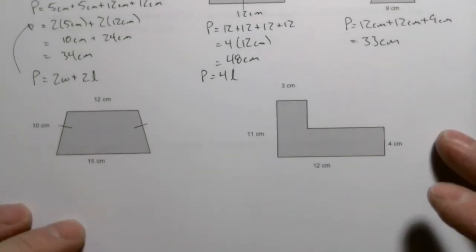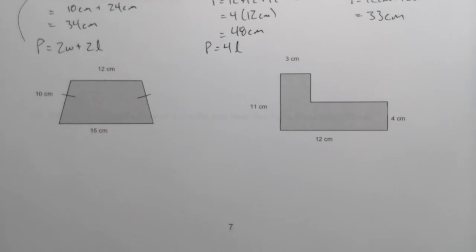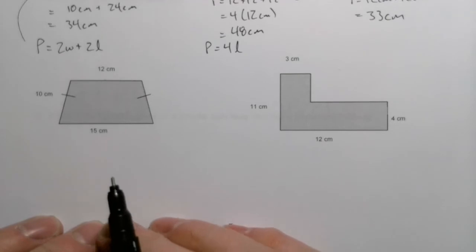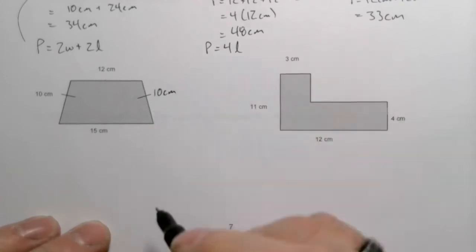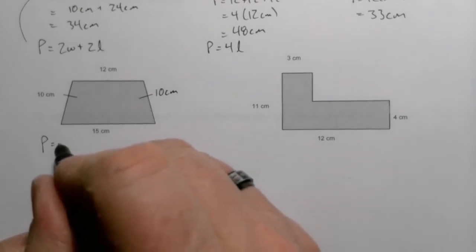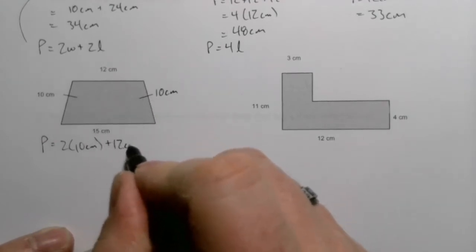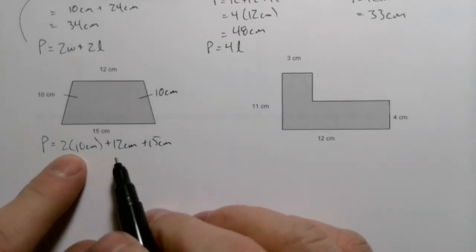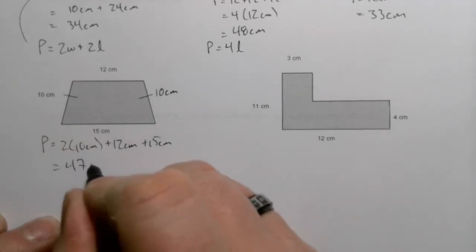That's fine. Here, we have what we call an isosceles trapezoid. At least, again, that's the assumption that I'm making here, that these two sides are parallel to each other, but it looks like that's the intention. Those little marks there tell me that these are both the same, 10 centimeters. And so my perimeter, and the easiest way to do this one is just to add them up, is going to be 2 times 10 centimeters. I'm going to take a little shortcut because those are the same, plus 12 centimeters plus 15 centimeters. And so that's going to be 20 plus 12 will be 32 plus 15 will be 47 centimeters.